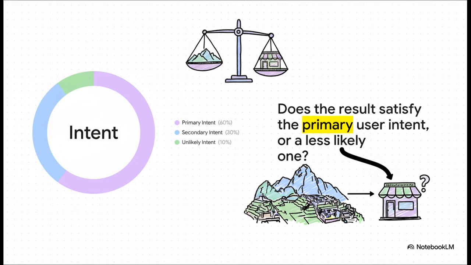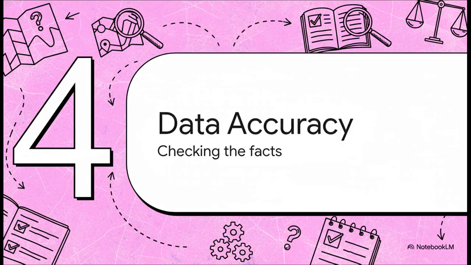The restaurant is, at best, a secondary possibility. Okay, so you've rated for relevance. Now it's time to completely switch gears. We're moving on to verifying data accuracy. You're not the user anymore. Now you're a hardcore fact checker. And the only question you care about is: is this data correct?